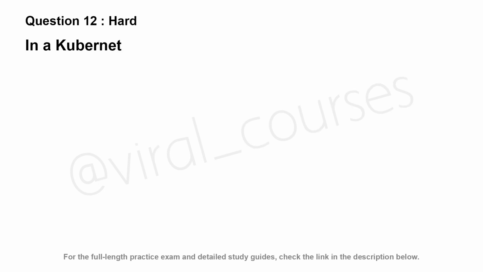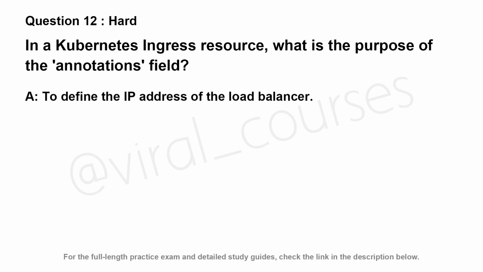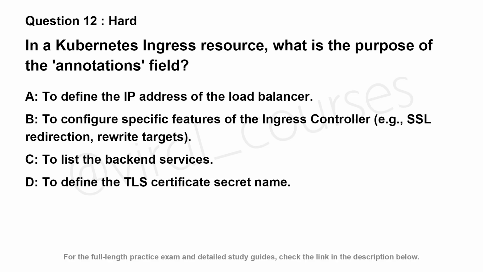In a Kubernetes Ingress resource, what is the purpose of the annotations field? Option A. To define the IP address of the load balancer. Option B. To configure specific features of the ingress controller, e.g., SSL redirection, rewrite targets. Option C. To list the backend services. Option D. To define the TLS certificate secret name.